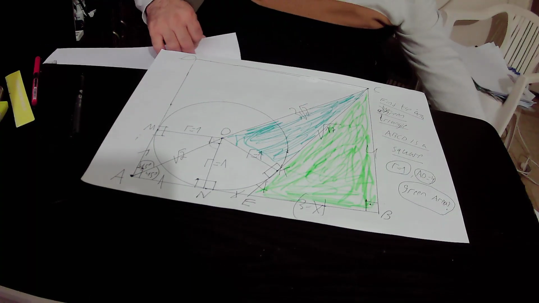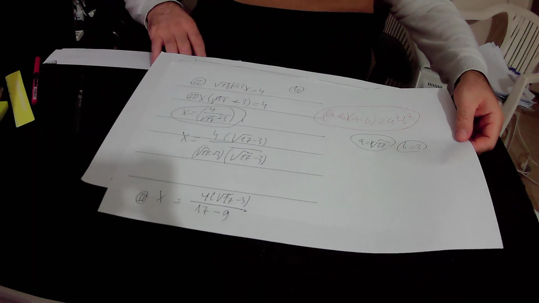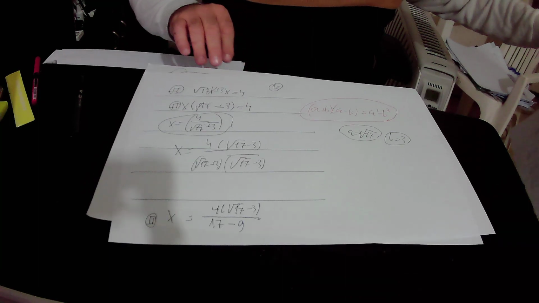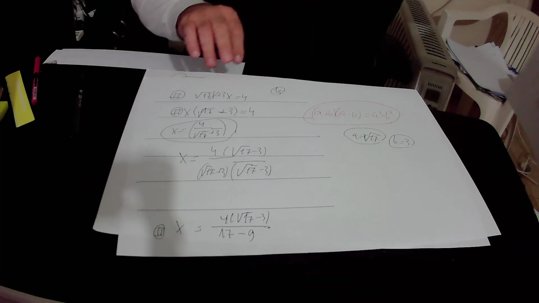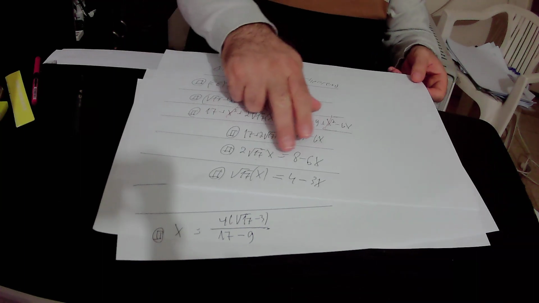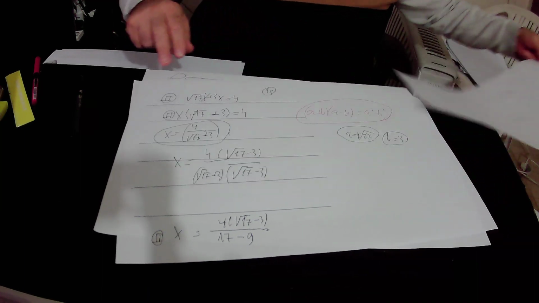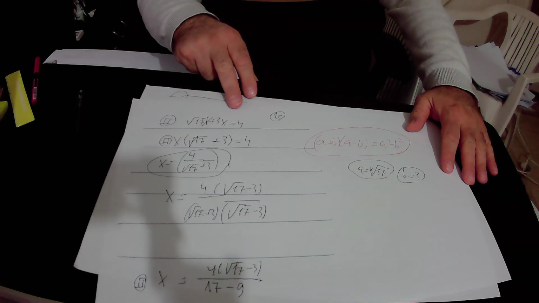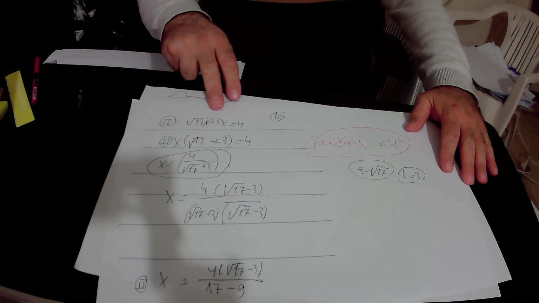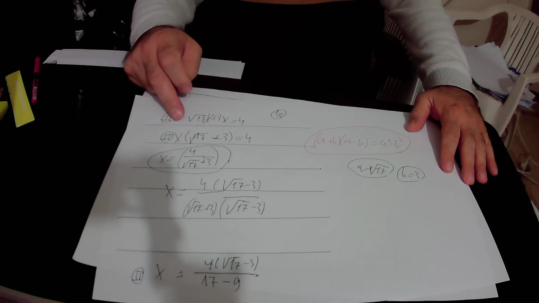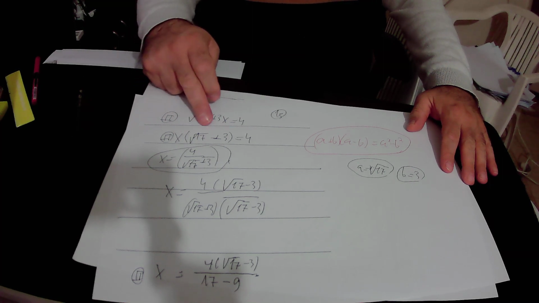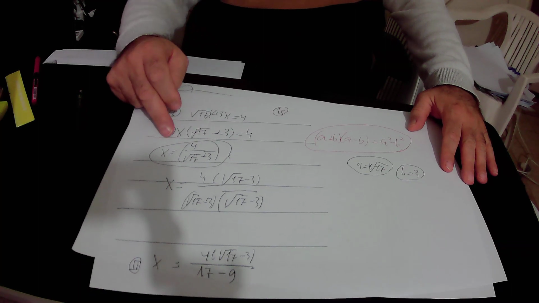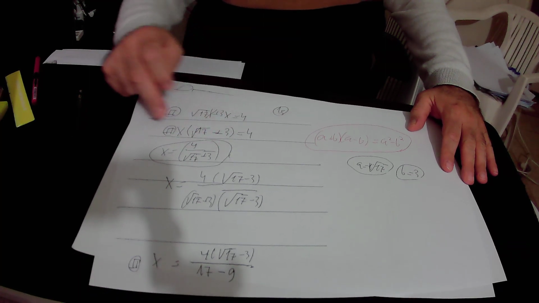Then we added 3x to this equation number 2, and we got that square root of 17x plus 3x equals 4. Then we took out a common factor x from these two expressions, and we got that x times (square root of 17 plus 3) equals 4. We divided this equation by square root of 17 plus 3, and we got that x equals 4 over square root of 17 plus 3.